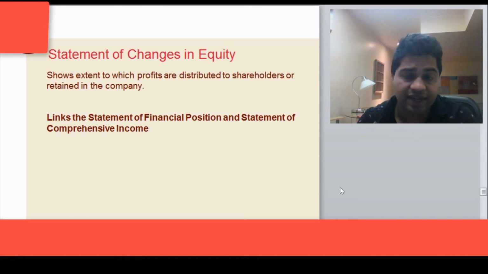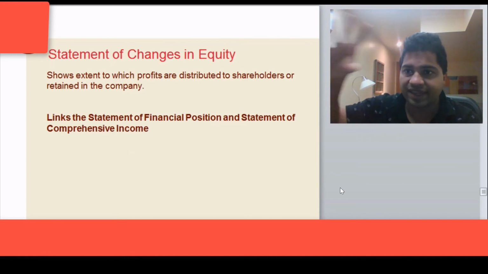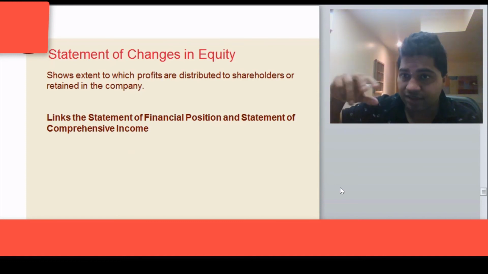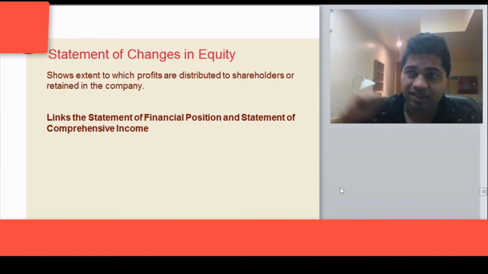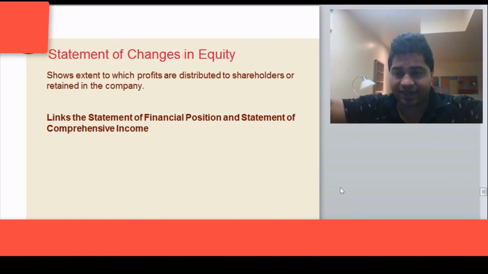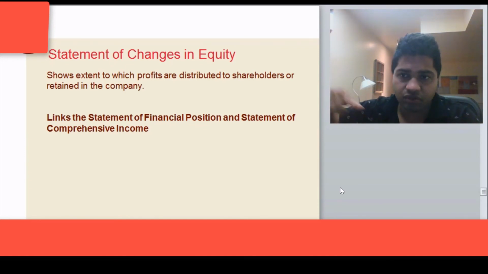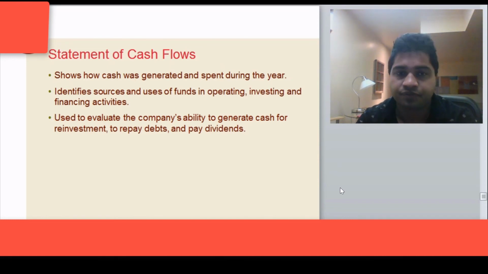Also includes deferred taxes. So statement of changes in equity shows the extent to which profits are distributed to shareholders and retained. So how it happens, the formula is beginning retained earnings plus the current term's profit minus the dividend gives ending retained earnings. So how much profits you had retained in the business plus the current profits that you have made in the period minus the dividends that you have paid gives you the ending retained earnings.